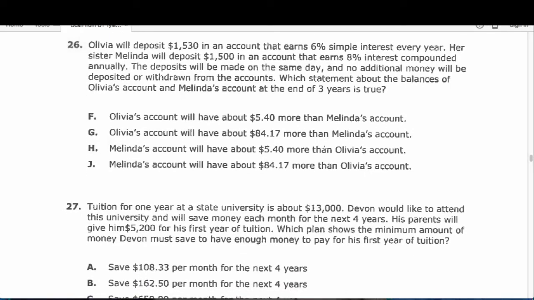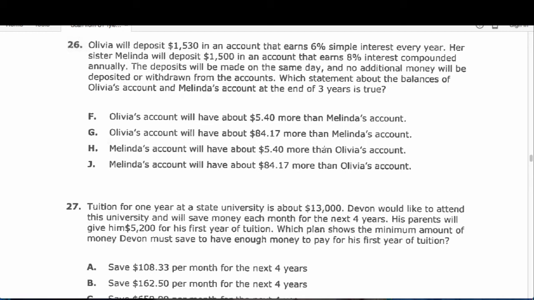Question 26. Olivia will deposit $1,530 in an account that earns 6% simple interest every year. Her sister Melinda will deposit $1,500 in an account that earns 8% interest compounded annually. The deposits will be made on the same day, and no additional money will be deposited or withdrawn from the accounts. Which statement about the balances of Olivia's account and Melinda's account at the end of 3 years is true?